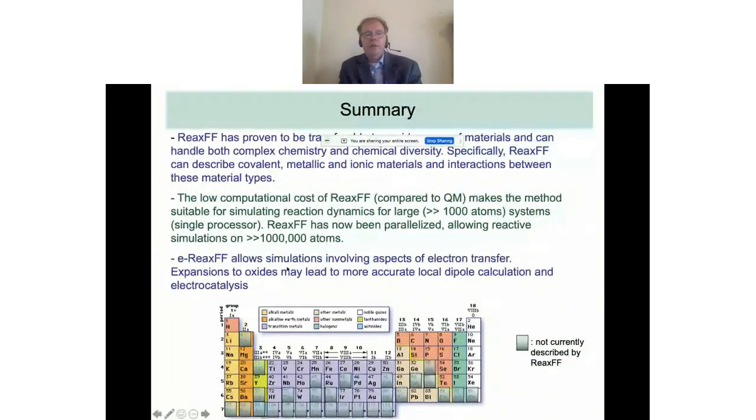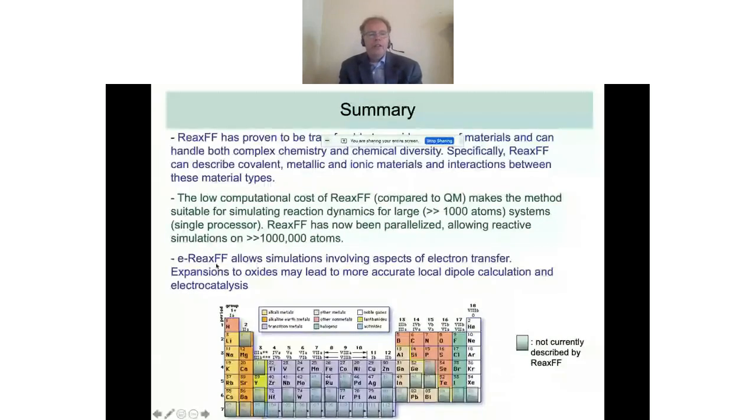So we have essentially a tool that can handle very complex chemistry and chemical diversity, lots of transferability. It has a low computational cost, especially when you use it in a parallel environment like the AMS code. You can scale it quite comfortably on about 10 cores to something like 100,000 atoms. And if you go a little bit bigger, you can get yourself to 1 million atoms.